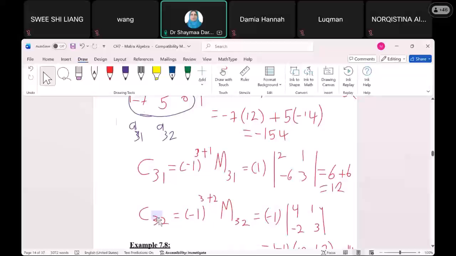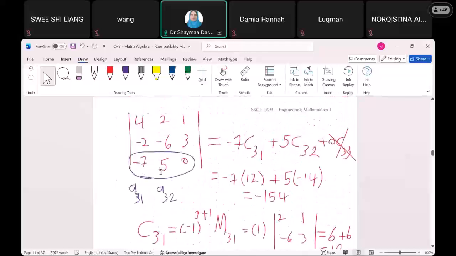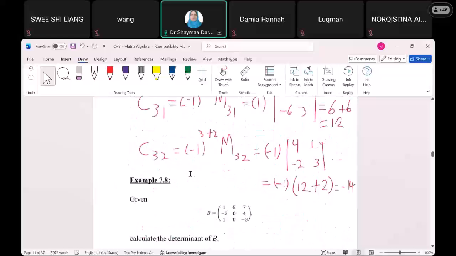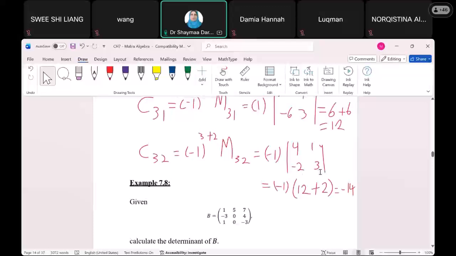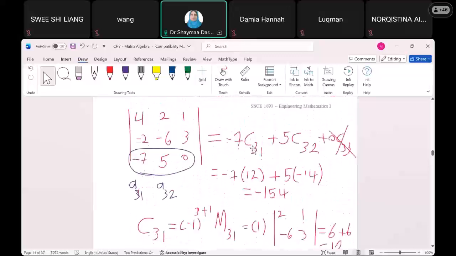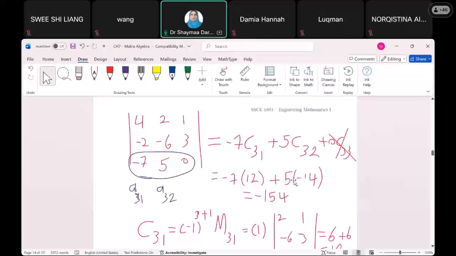The cofactor 3, 2, for element 5: you need to cancel the column having 5 with the row. The remaining is 4, 1, minus 2, 3. So 4 times 3 is 12, 12 minus 2 plus 2, so the answer is minus 14. So substitute here: minus 7 times 12 plus 5 times minus 14. The answer is minus 154. If you try using this column, also can.